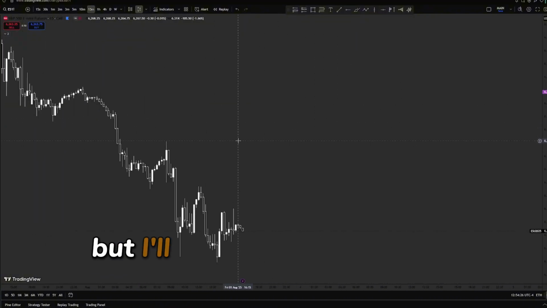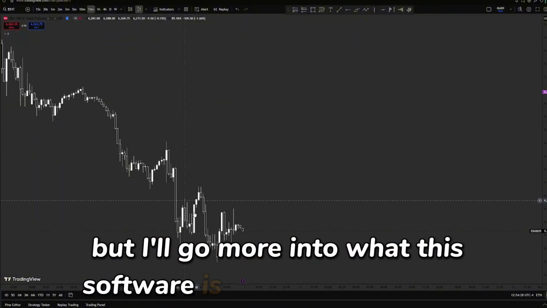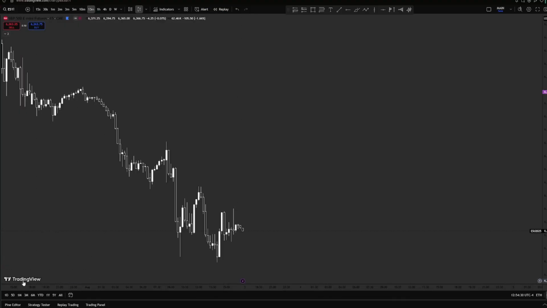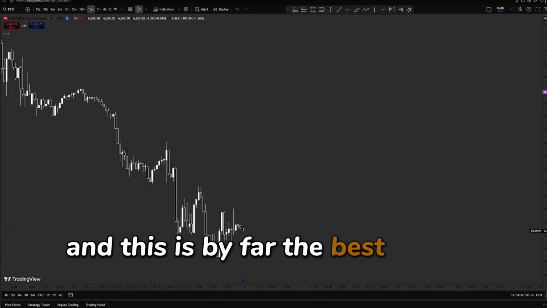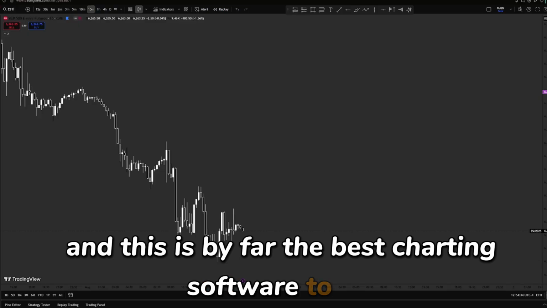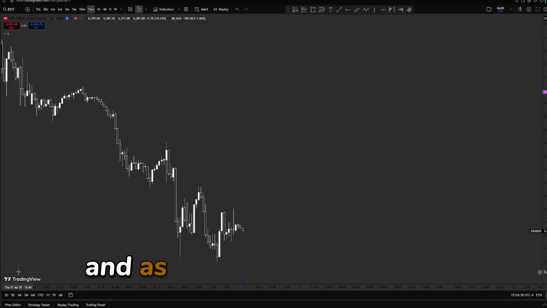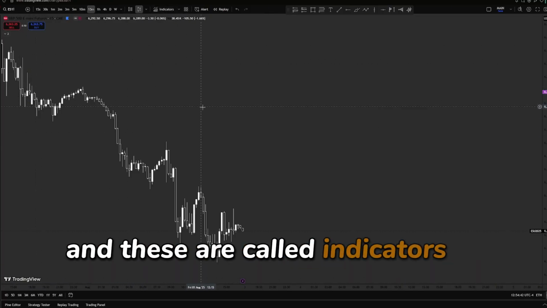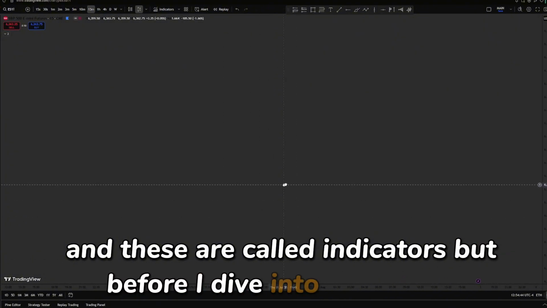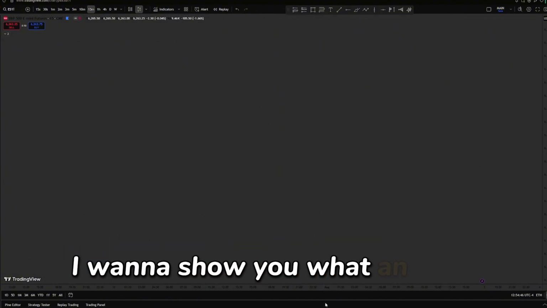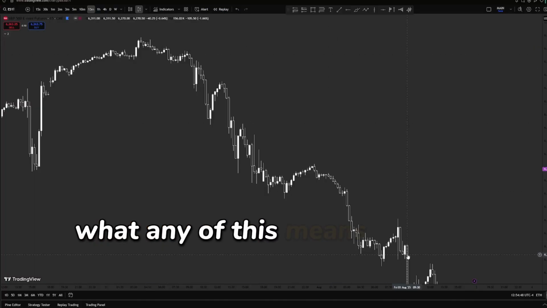But I'll go more into what this software is. This is TradingView, and this is by far the best charting software to use. You have loads of tools on here, as well as community tools, and these are called indicators. But before I dive into any of that, I want to show you what any of this means.